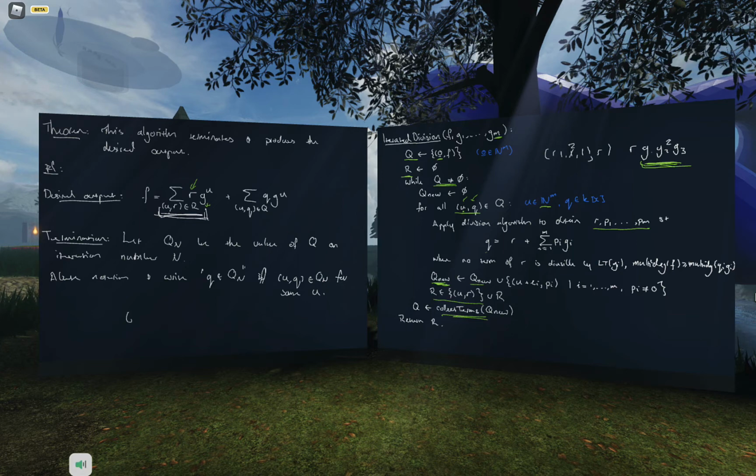Now we're going to define an index Bn, which is going to be the maximum of the multi-degrees of all the polynomials appearing in Qn, right? And basically what we're going to do is show that this quantity is strictly decreasing as n increases with respect to the monomial ordering. And because monomial orderings are well-founded, this means that eventually this must terminate, right?